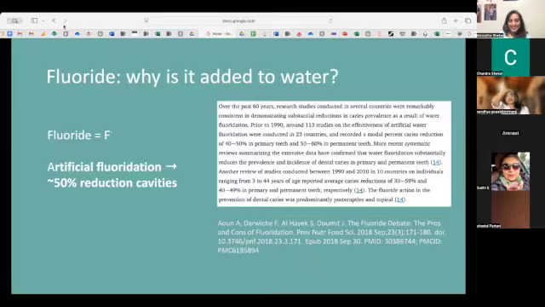So fluoride is an anion of fluorine, which is a gas. I mentioned there's natural fluoride as part of the Earth's crust and so on, which leaches into water. But then, the US started introducing this artificial fluoridation. And the main reason is because they found that fluoride had like a 50% decrease in cavities.